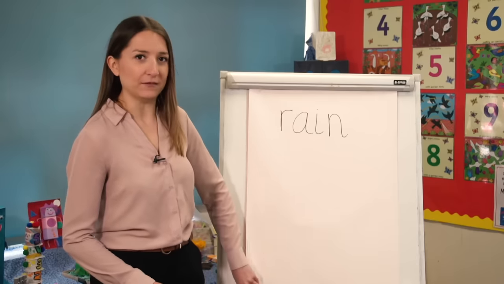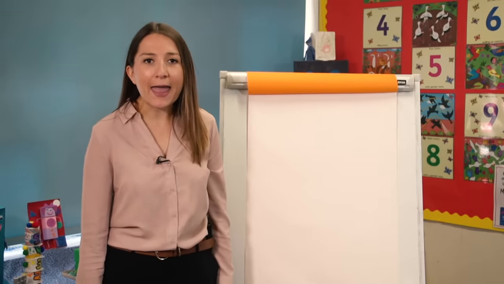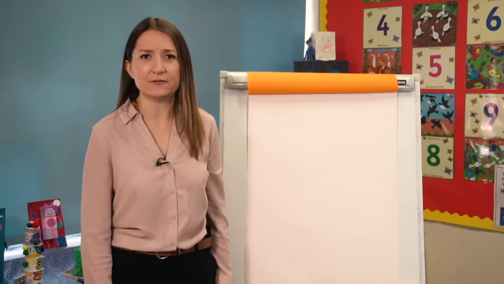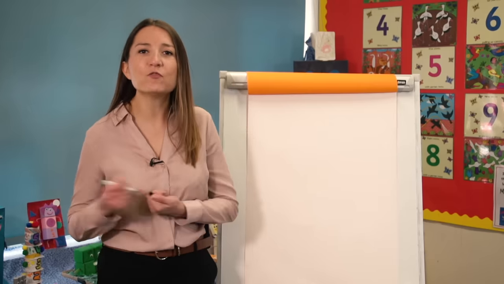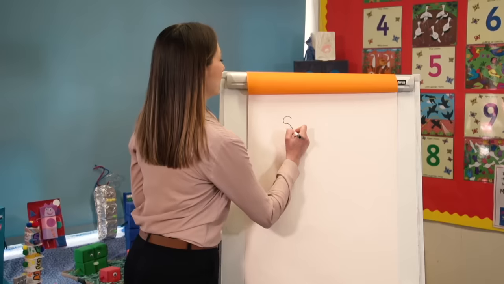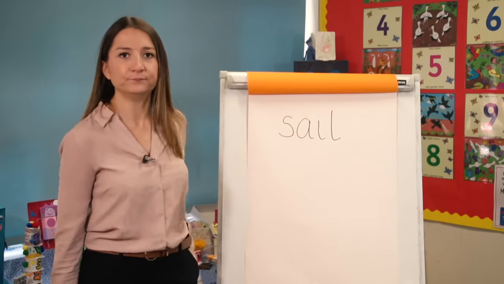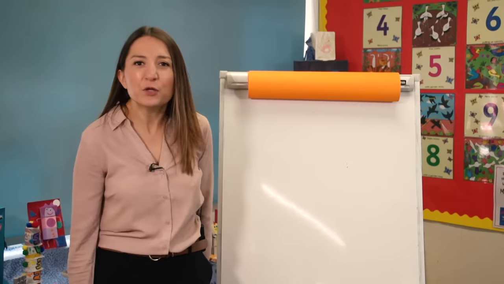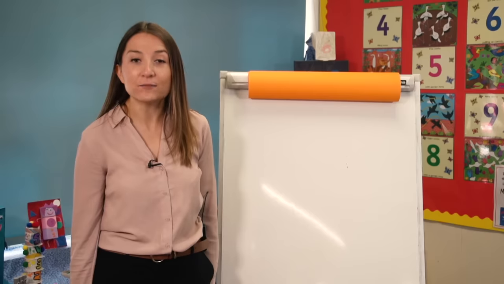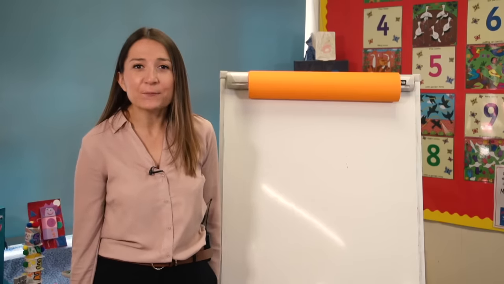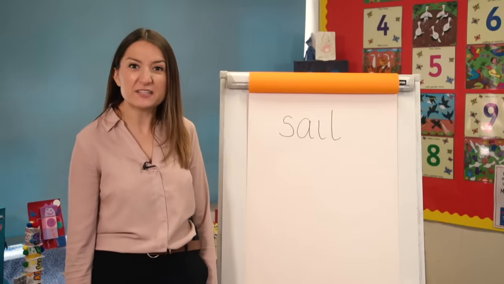Let's spell sail. Segment the sounds with me. Sail. S-ai-l. Let's count how many sounds there are. S-ai-l. That's three sounds. Watch me write sail. Now you have a go. Sail. Write them down. Don't forget the digraph ai. Let's check our spelling. Did you get it right?